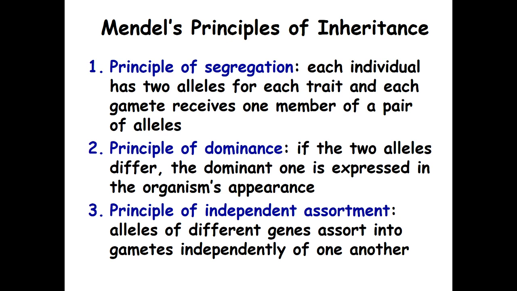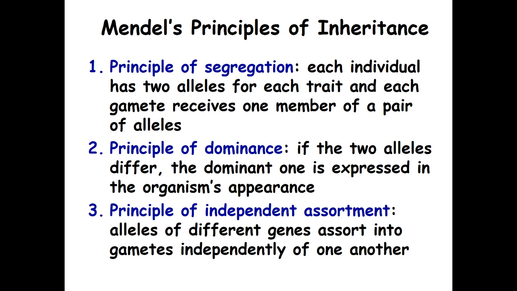So last time you learned about the 3 principles of inheritance. First one is segregation. So this is a quick review. Segregation is talking about how the homologous chromosomes segregate during meiosis, and each one of those homologous chromosomes will carry a distinct allele that could be different. So the allele gets segregated during meiosis 1, right? Principle of dominance is talking about when 2 alleles are present, if one of those alleles always expresses over the other one, that's the dominant allele.